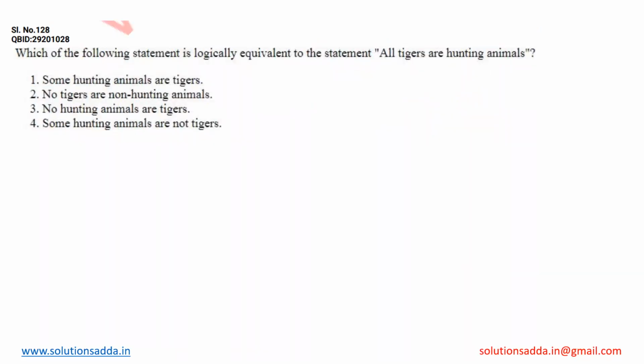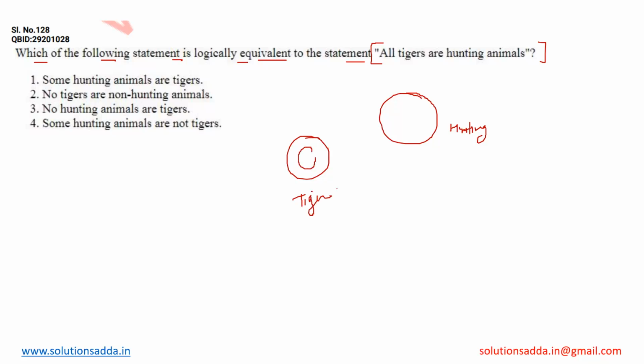Hello everyone, this is question number 28. Which of the following statements is logically equivalent to the statement: all tigers are hunting animals. So let's suppose this represents the hunting animals and this represents the tigers, and we can say that all tigers are hunting animals. The hunting animals category can be more than one, so there is a category of tigers, where all the tigers belong to this category. All tigers are hunting animals.